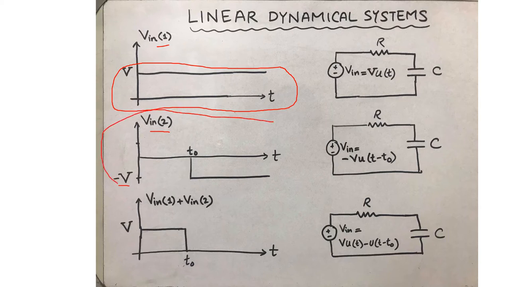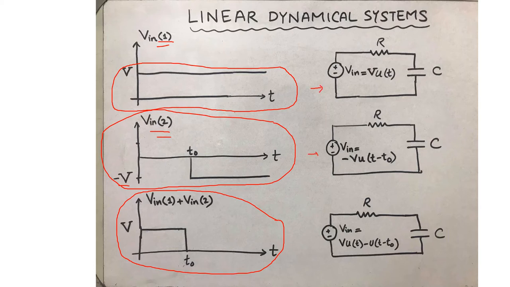And therefore, if you look at V in 2, it appears that it is kind of a time shifted version of V in 1. Nevertheless, when you add V in 1 to V in 2, you get an input representing a pulse of short duration. The corresponding schematics are shown on the right. So the principle of superposition has been used, that in this case we have superimposed the two inputs to construct a new input, which you may call V in 3.